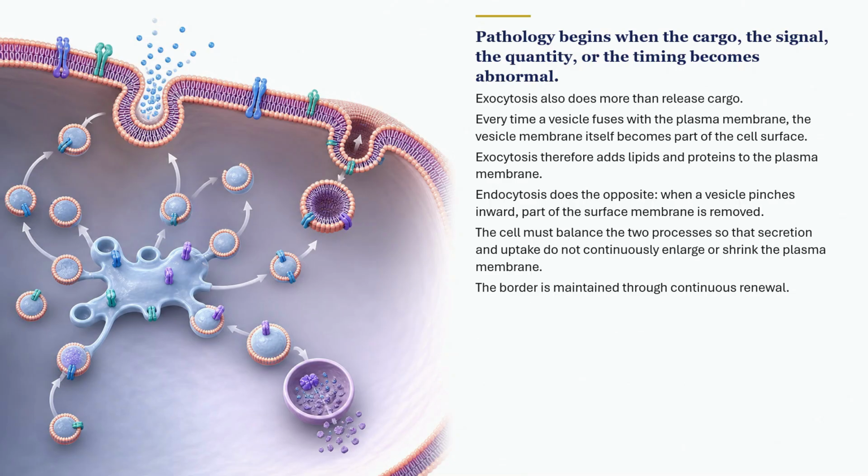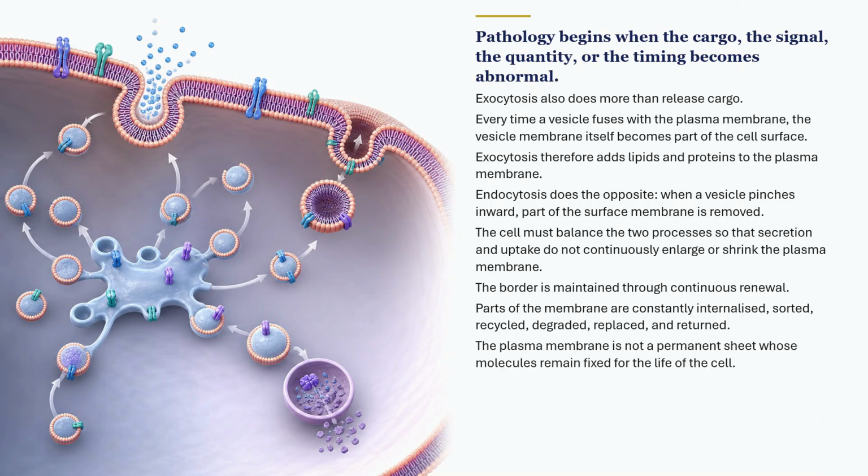Parts of the membrane are constantly internalized, sorted, recycled, degraded, replaced, and returned. The plasma membrane is not a permanent sheet whose molecules remain fixed for the life of the cell. It is a maintained pattern.